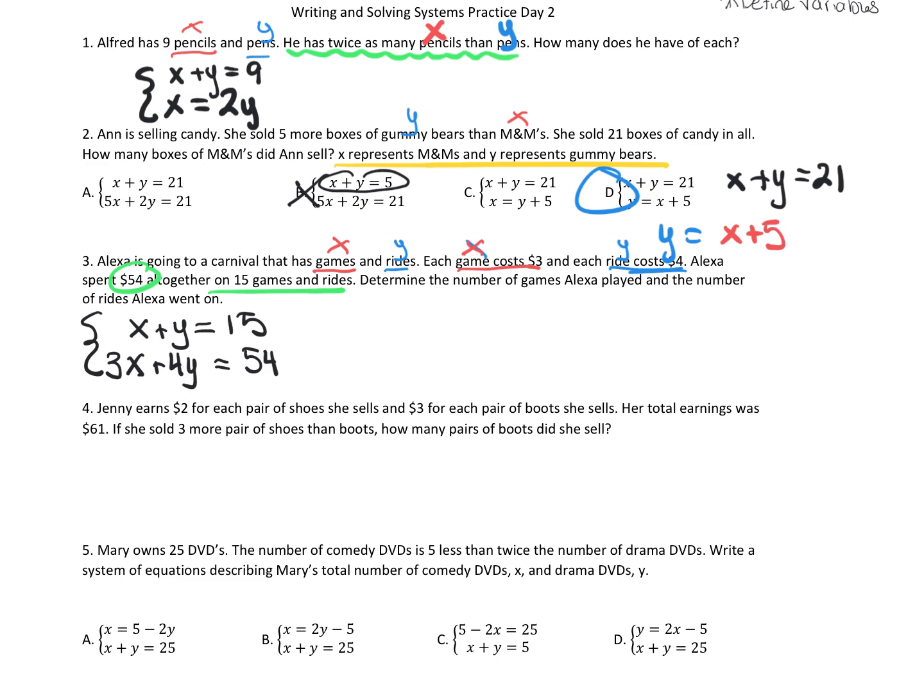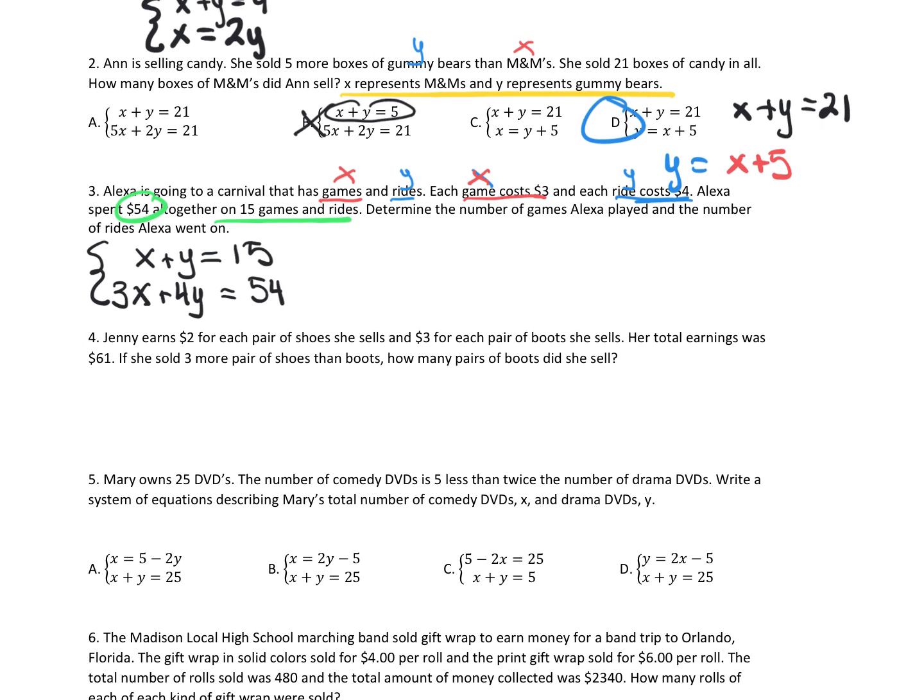Number 4, Jenny earns $2 for each pair of shoes she sells and $3 for the boots. Her total earnings was $61. She has 3 more pairs of shoes than boots. How many pairs of boots did she sell? Okay, we need to edit this one. We're going to cross this one out. How many boots did she sell? And we're going to write the system.